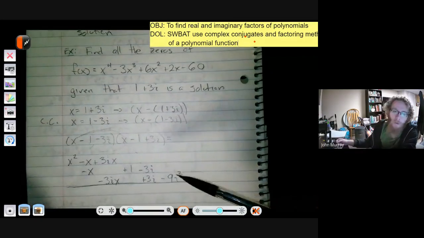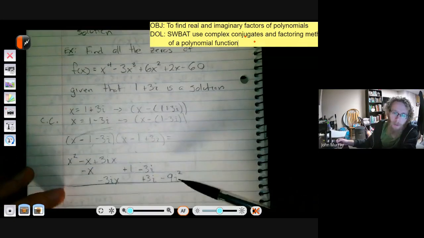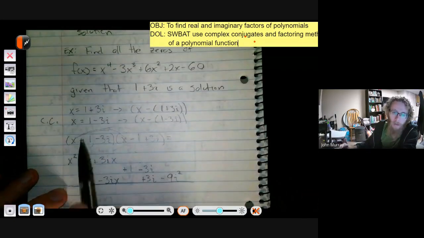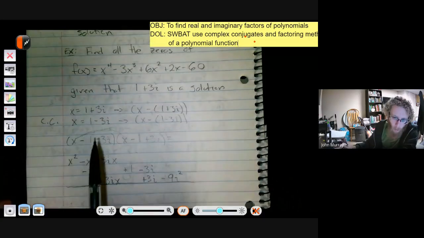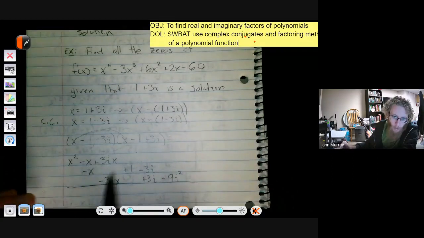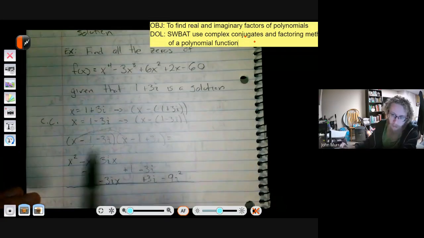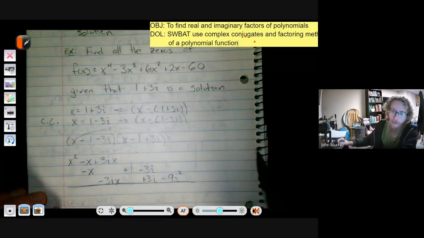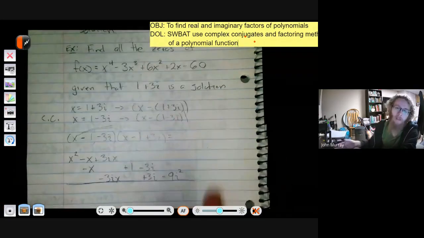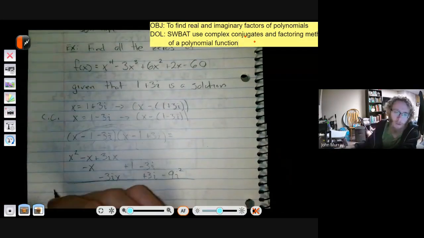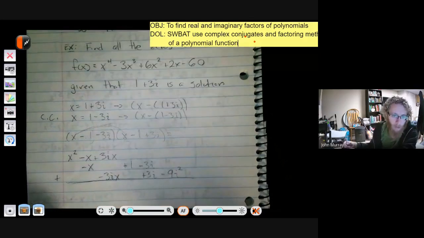Okay, so this part here may look a little different to you. I like to do this when I distribute more than just the normal FOIL. It helps you organize things, so you don't have just one long list of terms and then have to combine like terms and things like that. Here I already have it lined up where we just have to add everything together.